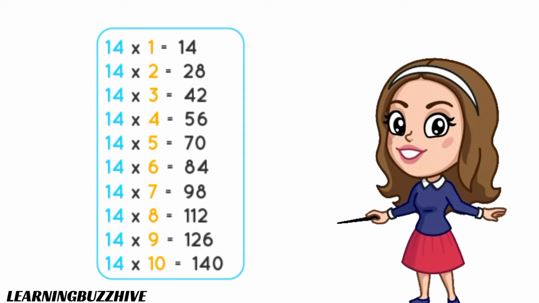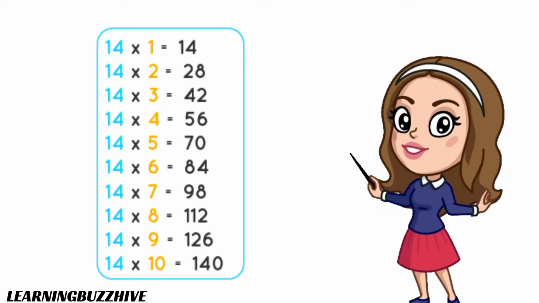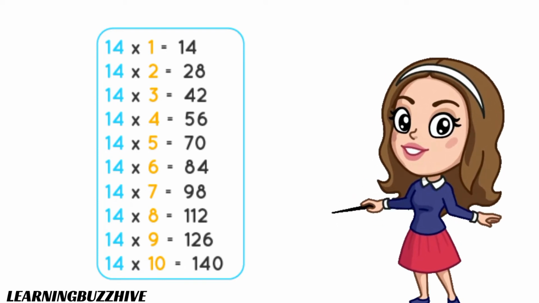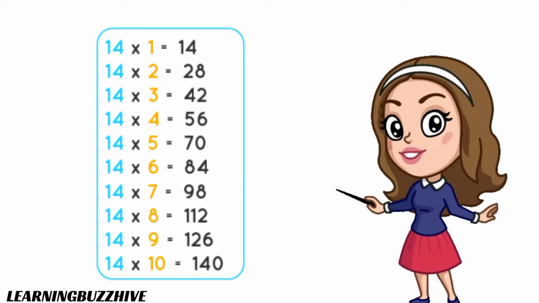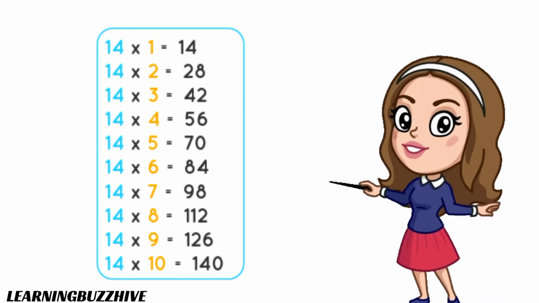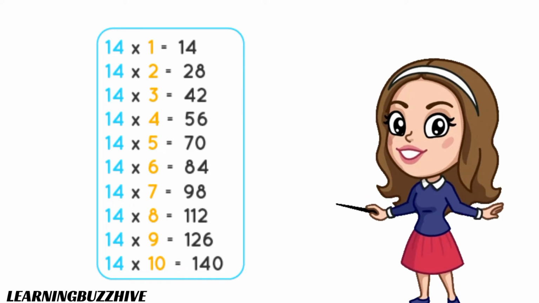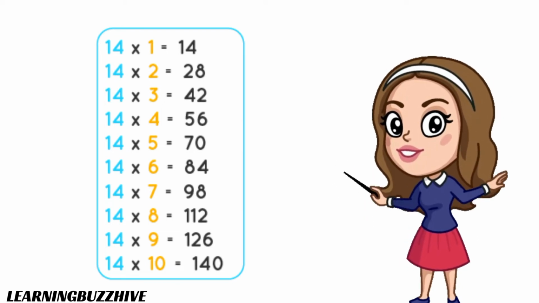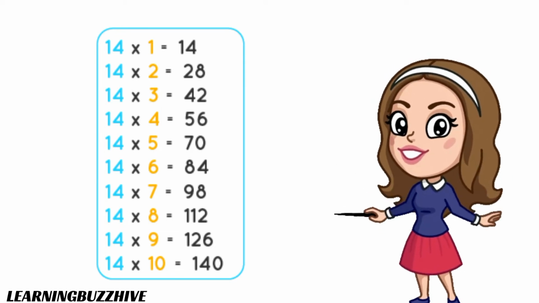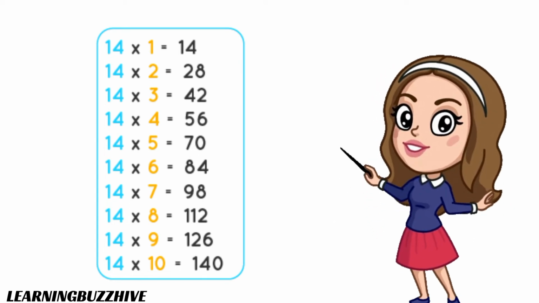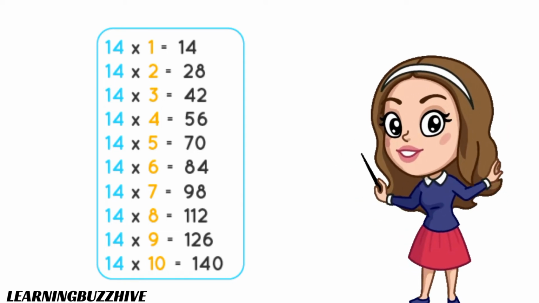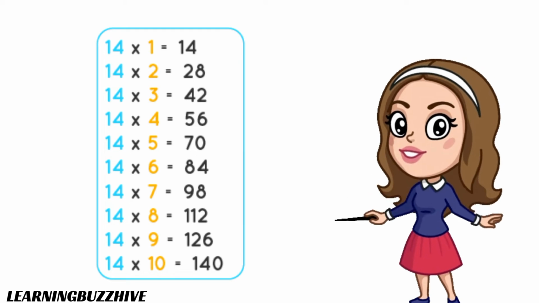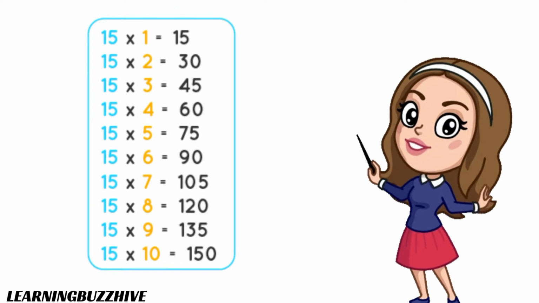Next is 14th table. 14 ones are 14, 14 twos are 28, 14 threes are 42, 14 fours are 56, 14 fives are 70, 14 sixes are 84, 14 sevens are 98, 14 eights are 112, 14 nines are 126, 14 tens are 140. Next one is 15th table.